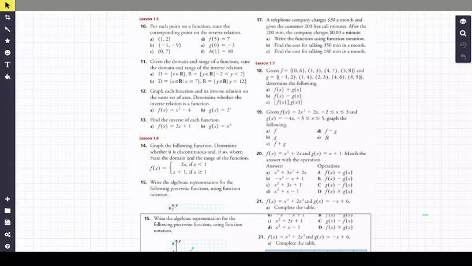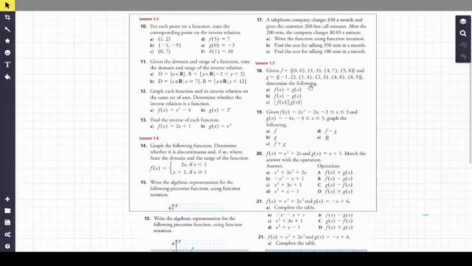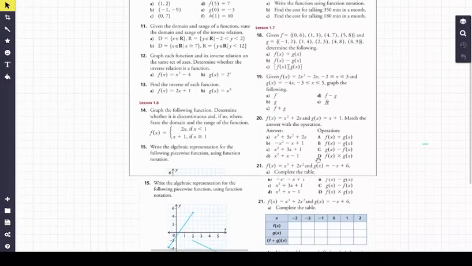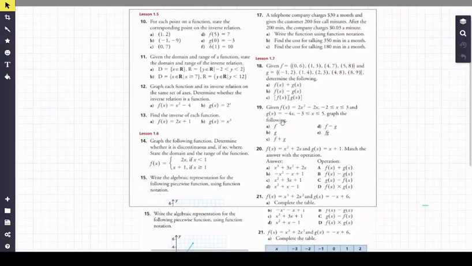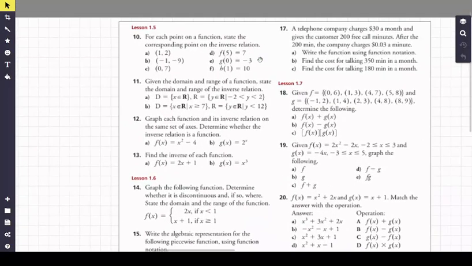Alright, let's get on to our review part 2. Today we're going to be doing our last 3 lessons: inverse, piecewise, and arithmetics with functions. We have a lot, so I'll be selecting maybe only odd numbers, or I'll do some of these for the arithmetics with functions, because they're rather easy. Okay, let's go ahead and get started with lesson 1.5.